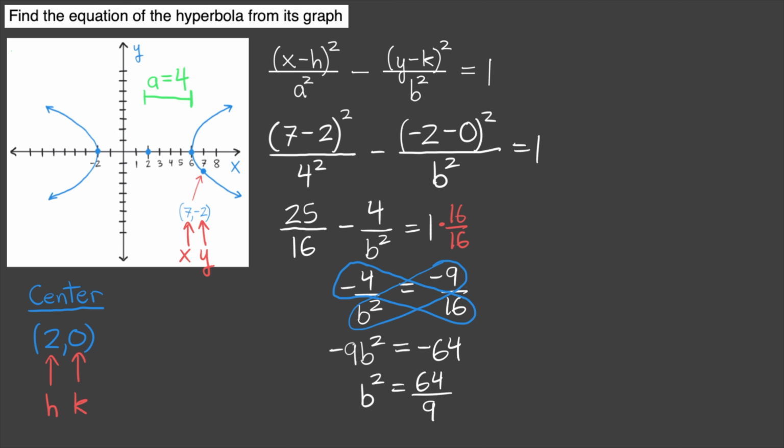Now, you can solve for b if you wanted to. You could take the square root of both sides, but we don't really need to do that because, remember, in the equation, we just need to know what b squared is. So I'm going to leave it like this.